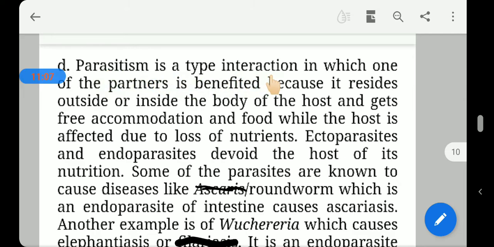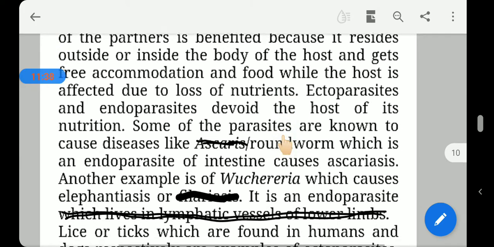Parasitism is the type of interaction in which one of the partners is benefited because it resides outside or inside the body of the host and gets free accommodation of food, while the host is affected due to the loss of nutrients. It's like an interaction of two parties in which one benefits because it is getting free accommodation, that is, free nutrients from the host, and the other is at a loss.